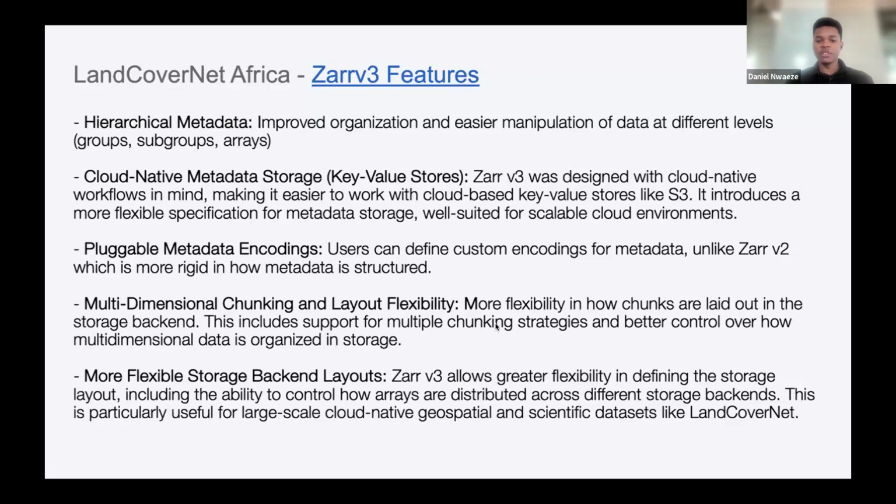Then multidimensional chunking and layout flexibility. So with Zarr 3, there's more flexibility in how you lay out chunks in the storage backend. So you can have multiple chunking strategies. There's no one given way to do it. So it offers very good flexibility in how you want to arrange or structure your data. And of course, it also allows greater flexibility in defining the storage layout, so how you want your arrays to be distributed across different storages. So it's really good especially when you're working with large-scale cloud-native geospatial datasets like LandCoverNet that is very huge. I can't remember how huge it is, but it's very huge.